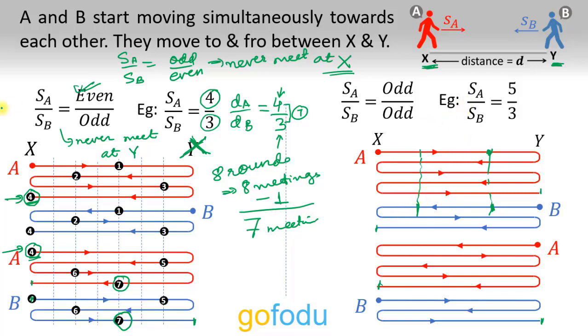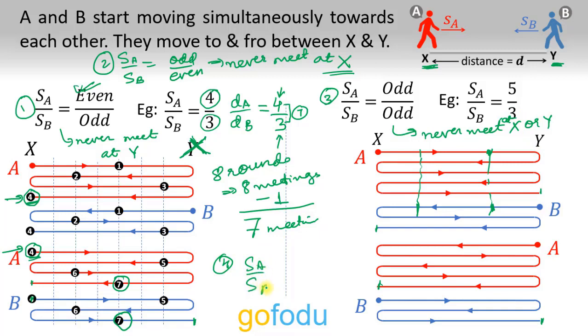So this was the first case, this was the second case, and this is the third case. In this third case, when the ratio of speeds is odd upon odd, they will never meet at end points. They will never meet at X or Y. Then comes the fourth case when the ratio of speeds SA upon SB is even upon even. Well, this case could always be reduced to one of these 3 cases. We can repeatedly divide the numerator and denominator by 2 and we can reach one of these 3 cases. So we can skip this last case.